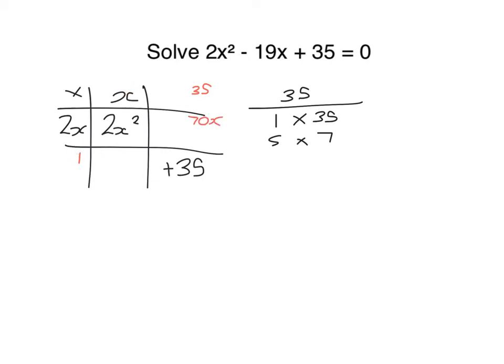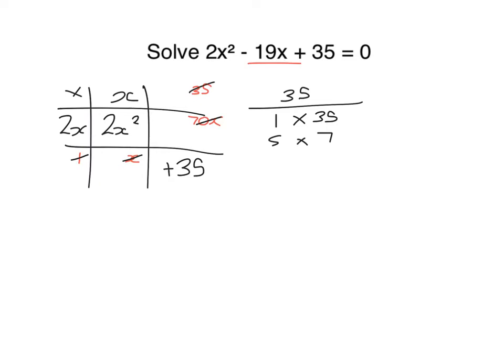And I've got x times 1, which would just be x. And they would add together to give, or add or take away, I'm never going to get near that negative 19x that I need. So I know that didn't work.